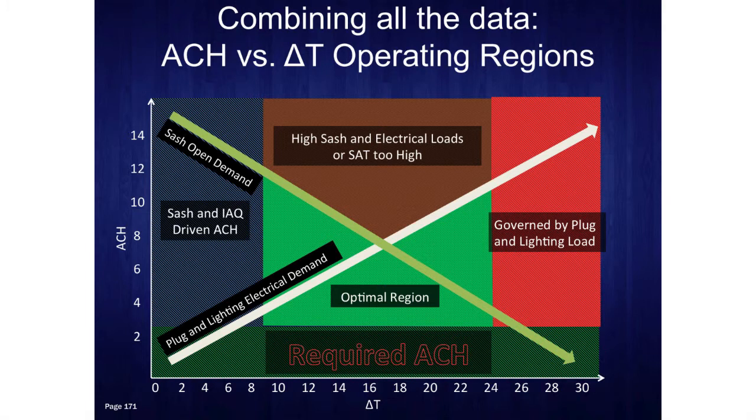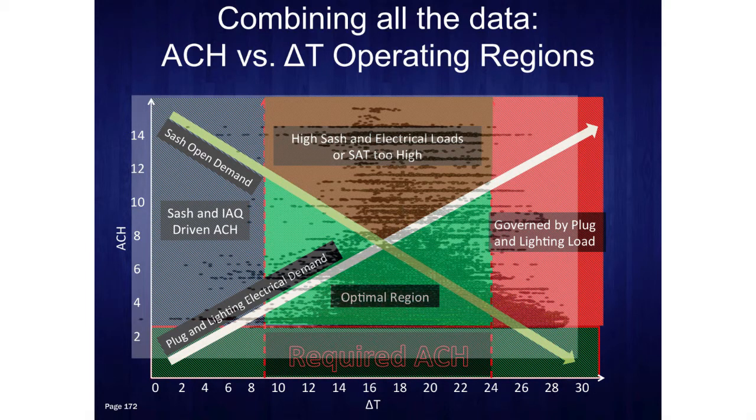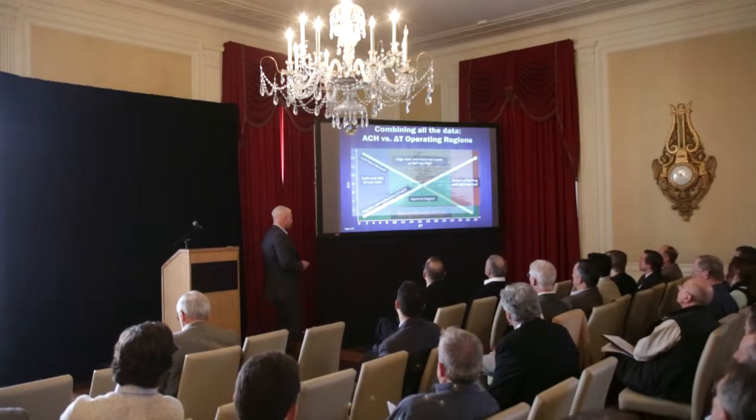So let's dump our sub-metering data over that, and let's see with 130,000 data points where we're at. What it turns out is that you can start to see very few things that are actually, based on the data that we were able to collect, sash and IAQ driven, a little bit of plug load driven out here. But the majority of the data that I was able to collect shows that we're right in the optimal region. And 2 air changes was what we were basically minimized at.